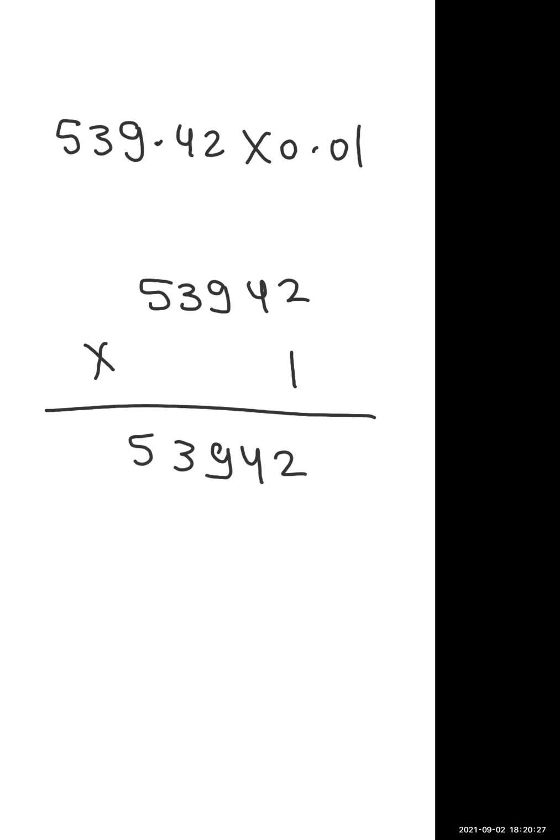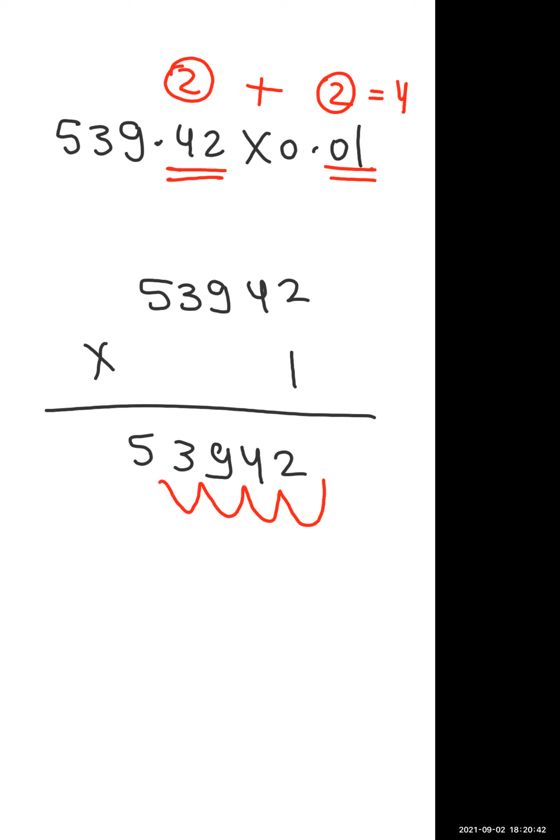Okay, so get back to the decimal places. Here 2 and here also 2. So 2 decimal places plus 2 decimal places means 4. So now my answer will be like this, 1, 2, 3, 4. So the decimal point will be between 5 and 3. So the answer will equal 5.3942.